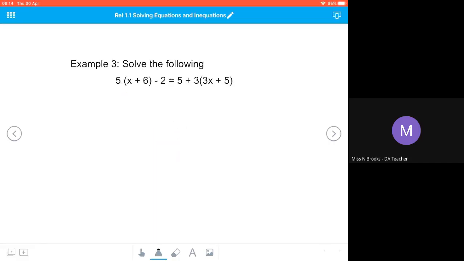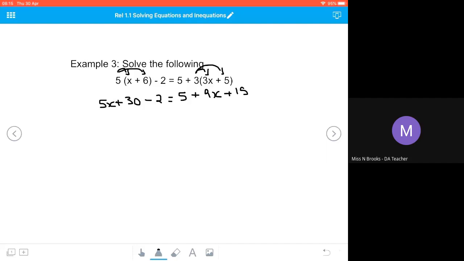The final example, we've got to solve 5(x + 6), then we're going to take away 2, and that equals 5 + 3(3x + 5). Now you can see in this one we've got brackets on both sides of our equation, so the first step is to expand those brackets. So we've got 5(x + 6), so it's 5 times x is going to give us 5x, and 5 times positive 6 is going to give us plus 30, and then we're bringing down the takeaway 2. On the other side, we've got the 5, which isn't anything to do with the bracket first, and then we're going to add on 3 multiplied by 3x gives us 9x, and 3 multiplied by 5 gives us plus 15.